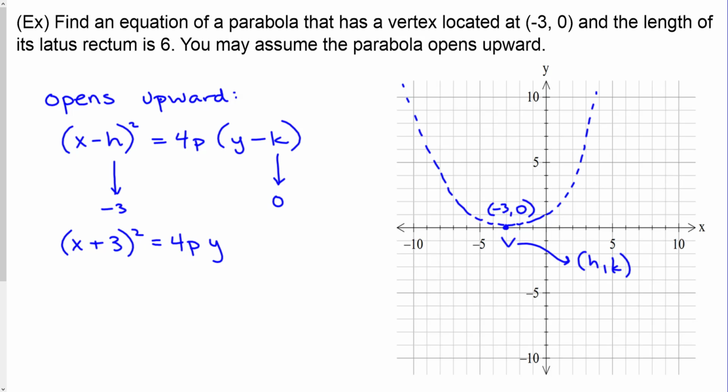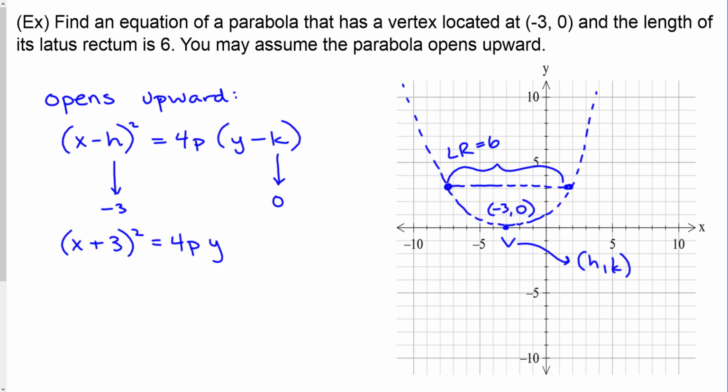Okay, now we have to handle this 4 times p. Again, I don't know where the focus is, although we probably have enough information that we could find out where it is. But wherever it is, the latus rectum is a line that passes through the focus, and that's this line that I've drawn, and I'm hypothetically drawing it here. So this would be my latus rectum. I know that the length of this line is 6.